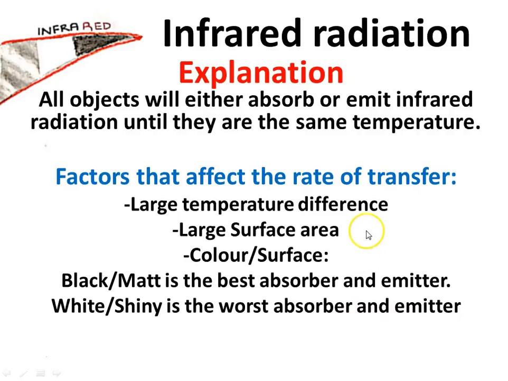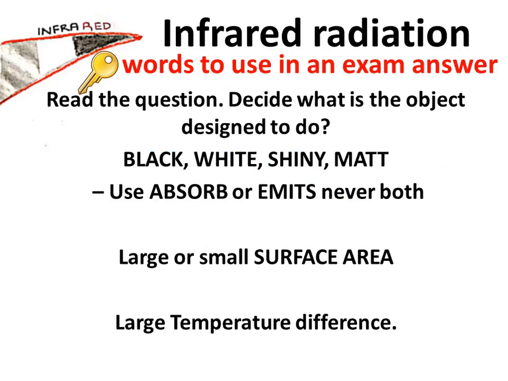Factors that affect infrared radiation transfer rate are if there is a large temperature difference, it will increase the rate. If there's a large surface area, that will also increase the rate. The colour or surface type, so for example, if it's black or matte, it will be the best absorber or emitter of infrared radiation, so that will increase the rate. If it's white or shiny though, they are the worst absorbers and emitters, so it will decrease the rate of transfer. Keywords to use actually in an exam question.